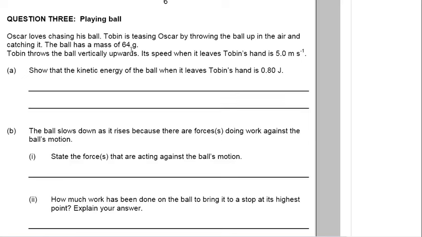Tobin throws the ball vertically upwards. Its speed when it leaves Tobin's hand is 5 meters per second. Show that the kinetic energy of the ball when it leaves Tobin's hand is 0.80 joules. Okay, so they've given you a bit of a hint here. They've told you the answer. They want you to work it out. You can't use this number in your working out to prove that that is the right answer.